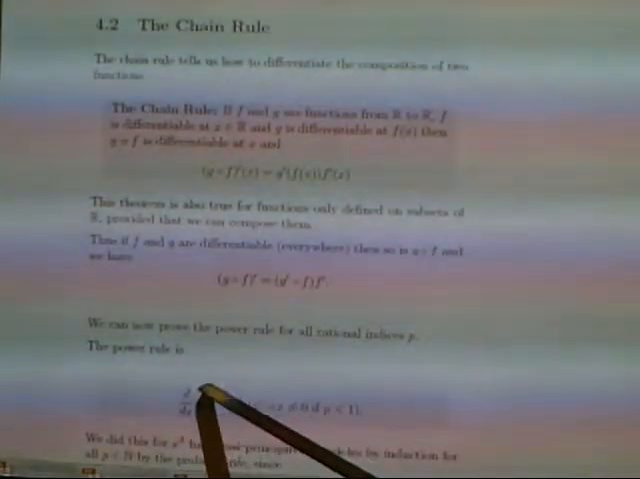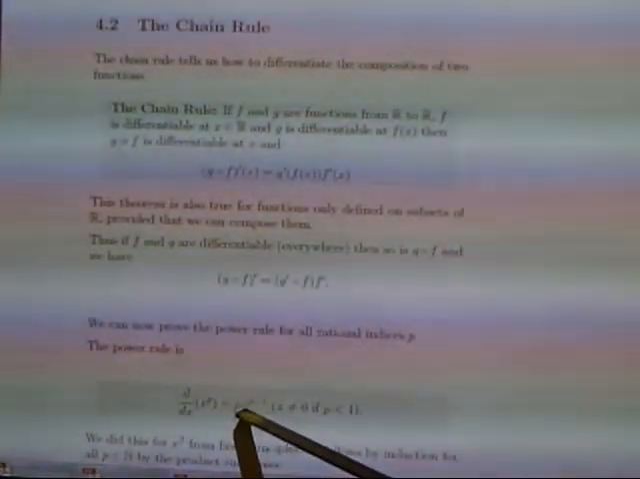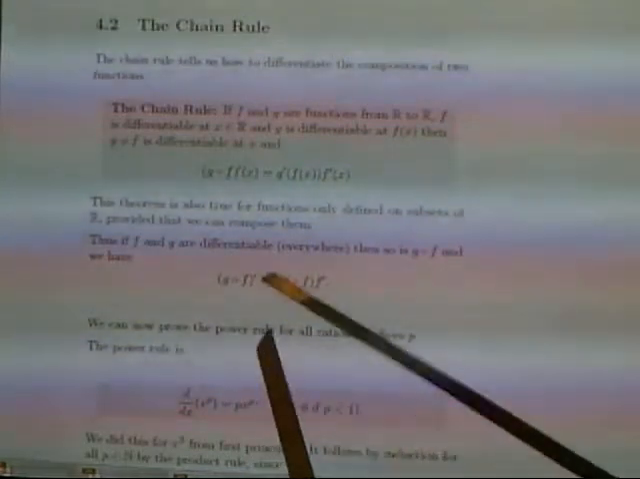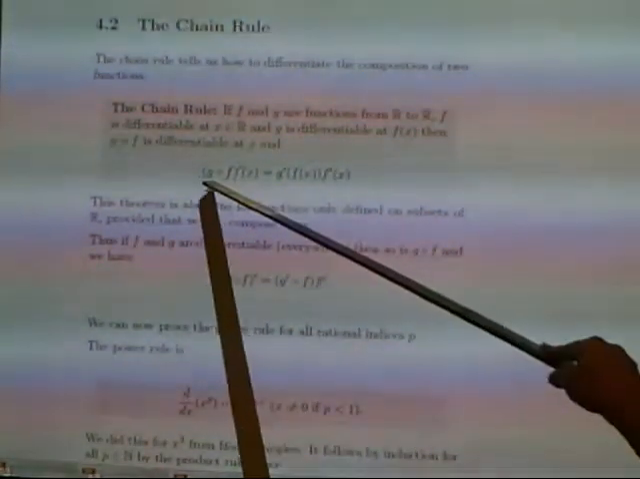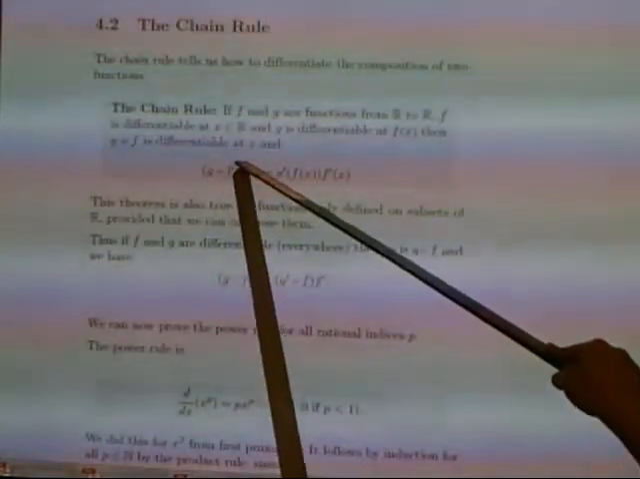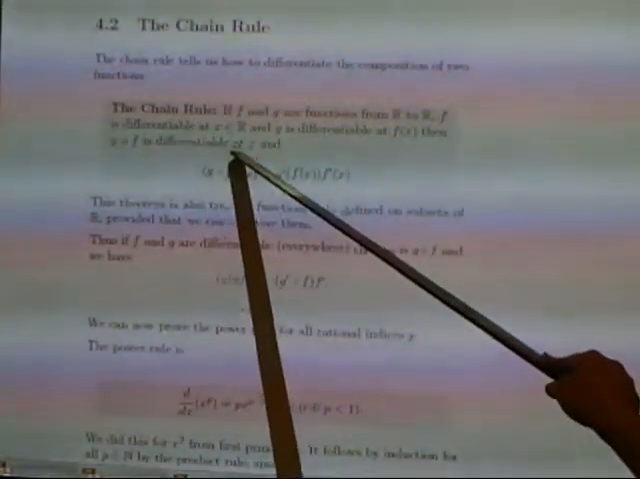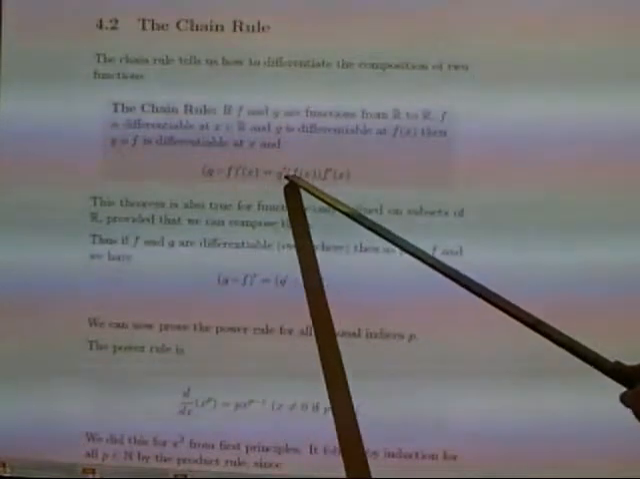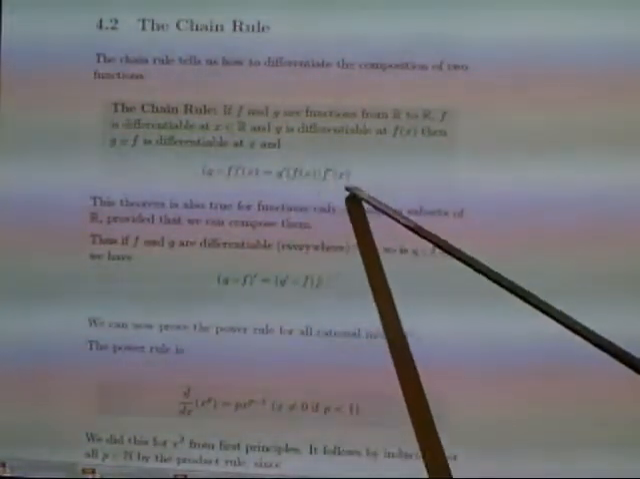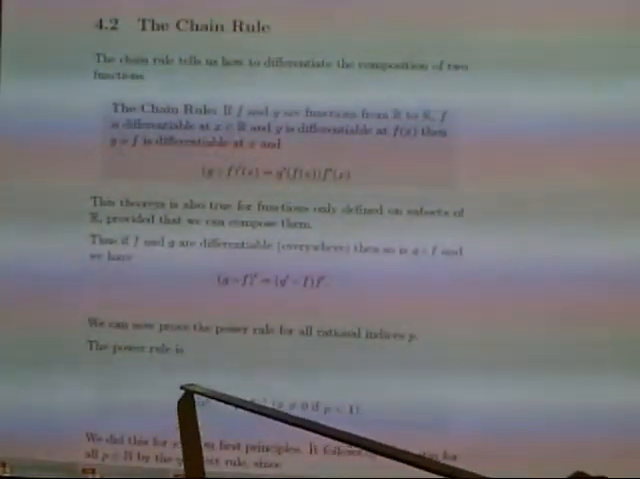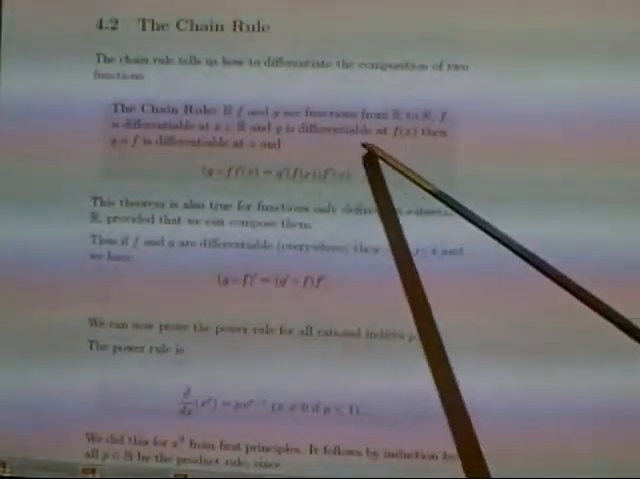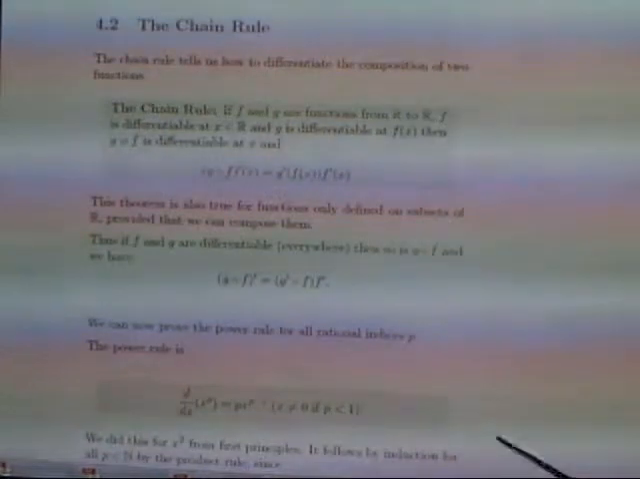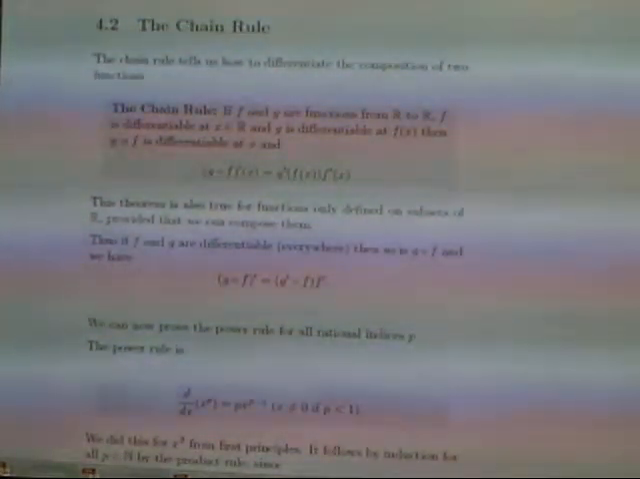This is the power rule. The derivative of x to the power n is n multiplied by x to the power n minus 1. So this is the chain rule and this is the power rule. For the chain rule, g of f of x differentiates to g dash of f of x times f dash of x. And for the power rule, x to the n differentiates to n times x to the n minus 1.